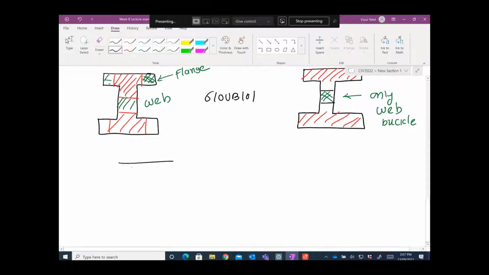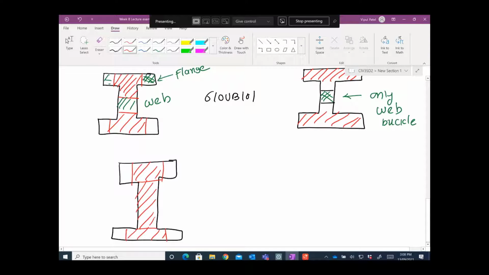Or it may happen that your web is fully effective, but your flange might have this buckling, right? Your flange will go off, right? So we need to check who is giving up first and who is taking part. So we need to divide this into two sections. Once we check the flange, there are no rules. You can check the web first, or you can check the flange first. We can check one interchangeably.